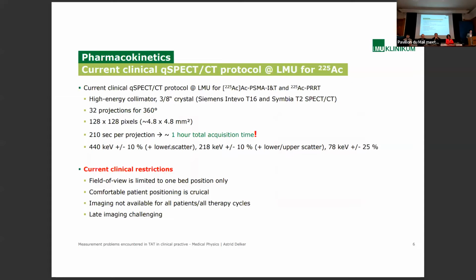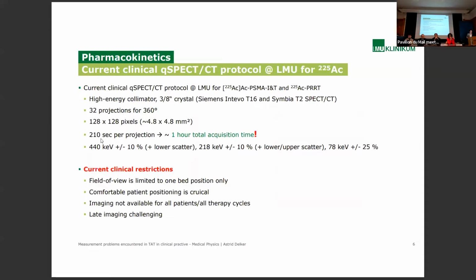So here you can see the current clinical acquisition protocol that we use for the actinium-based treatment. For PSMA and PRRT, we use a high-energy collimator, of course, as we want to image the 440 keV peak, but we also have some other high-energy gammas present in the spectrum, although at a lower probability. In fact, we measure 3.5 minutes per projection.